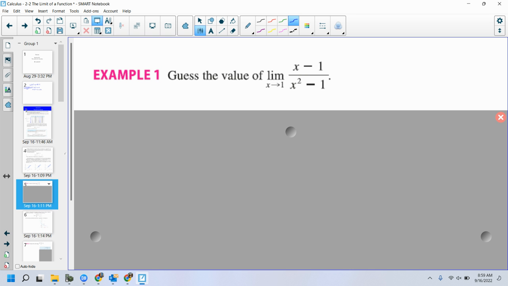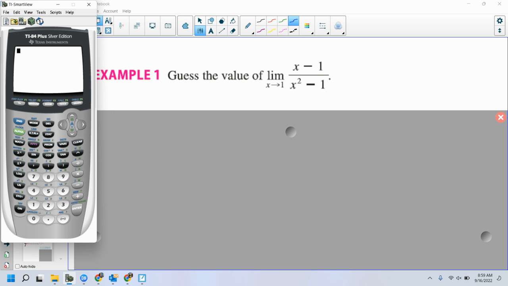I talked about just plugging it in being a possibility. Can I plug 1 in? What happens if you plug 1 into the function? You get 0 in the denominator, right? I get 0 over 0, which is undefined. So I can't just directly substitute. So what do we have to do? Well, we have to run values that are very close to 1, right? Run values that are really close to 1.